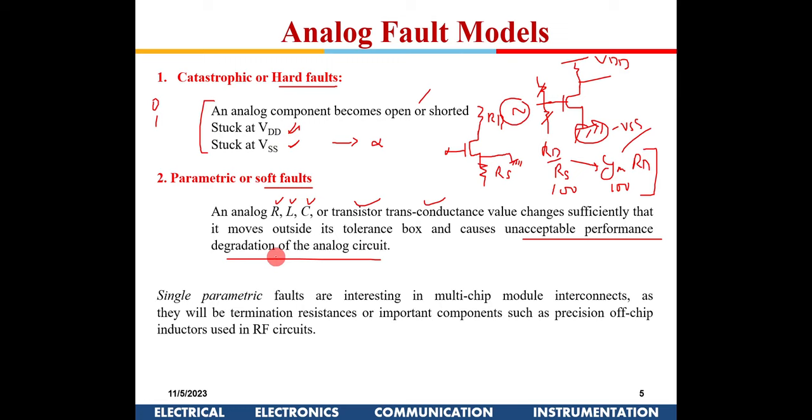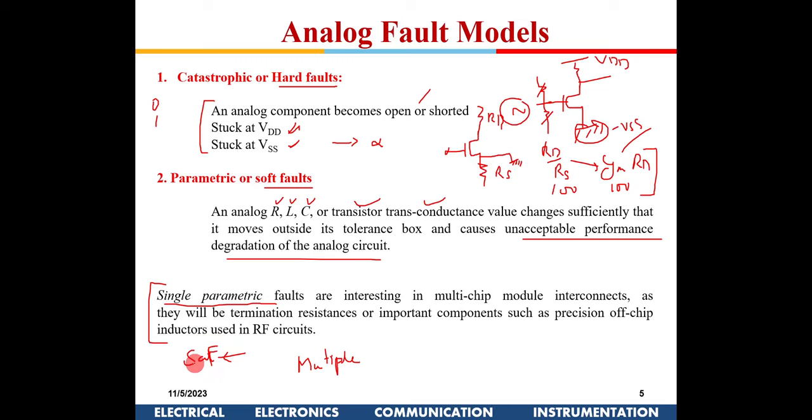Now there are single parametric faults and multiple parametric faults. Like in digital circuits, we said we will mostly focus on single stuck-at faults. The probability of multiple stuck-at faults is very, very negligible. We learned some statistics, and all the algorithms are focused on a single stuck-at fault.